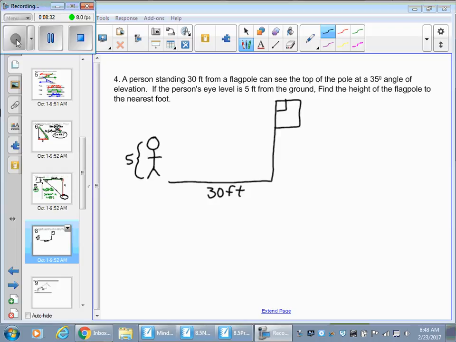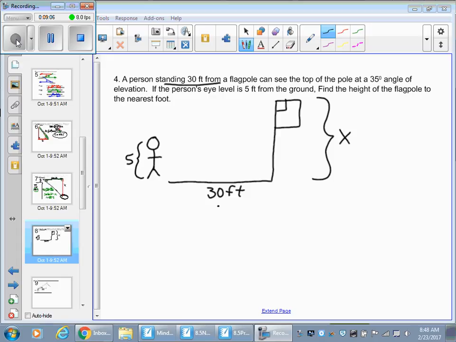Okay, I took a little shortcut so that I wouldn't waste so much time drawing for you guys, but this is what it says in your problem. A person is standing 30 feet from a flagpole. That's this measurement right here. And they can see the top of the flagpole at a 35 degree angle of elevation. If the person's eye level is 5 feet from the ground, find out how tall this whole flagpole is. We want to know this whole thing.